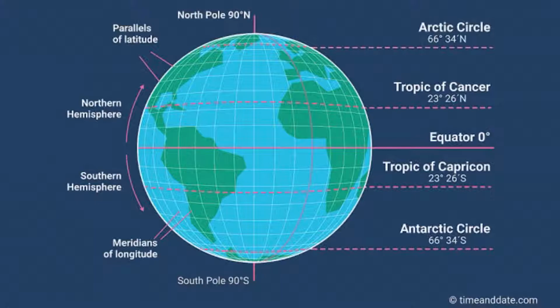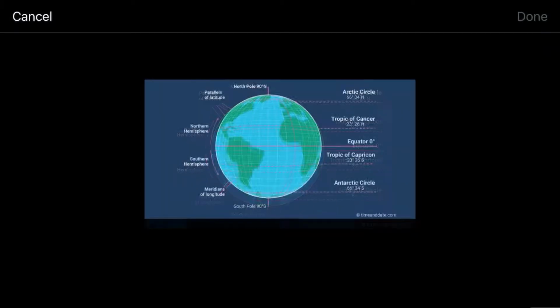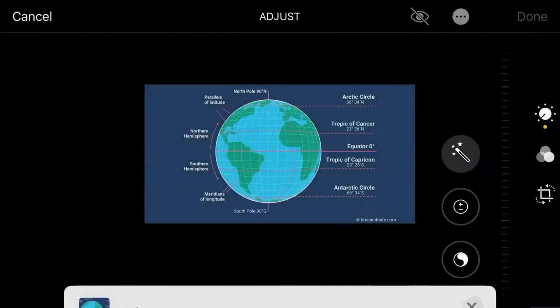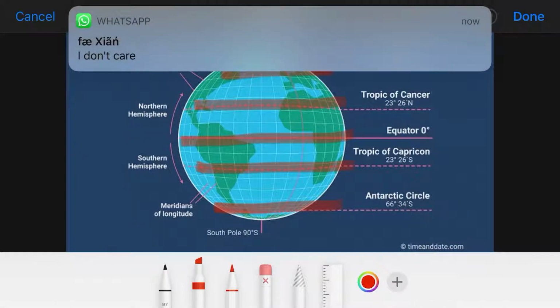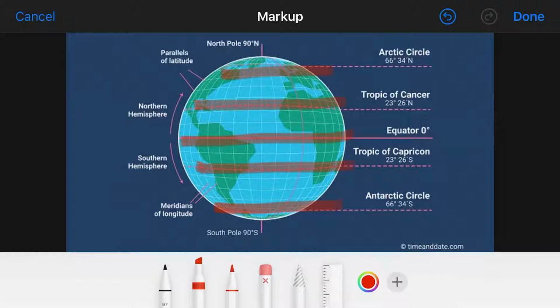Now, latitude. The horizontal lines drawn on the globe are called latitudes. For your better understanding, I am taking a little time. These are the horizontal lines. You can see it clearly. The lines which are drawn in a horizontal way are called latitudes. These are parallel to one another. You can see all are parallels.